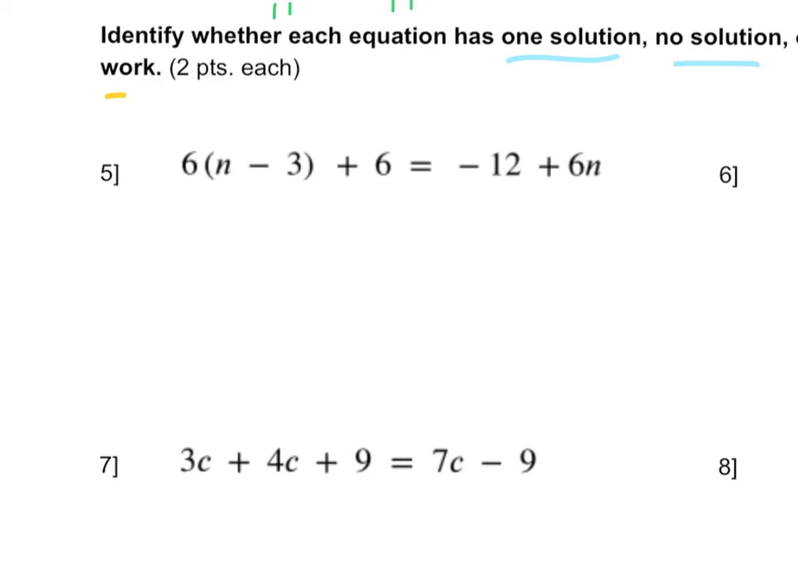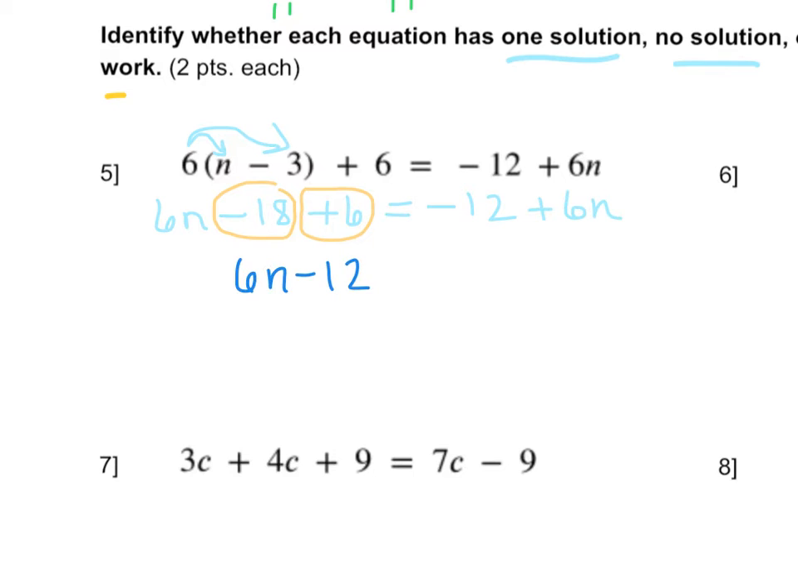Okay, let's distribute first. That catches my eye right away. So we're going to distribute 6 times n is 6n. 6 times -3 is -18. And then I'm going to bring down all of my other terms. Okay, next step would be to combine any like terms. So I'm eyeing this up right here. And -18 plus 6 equals -12. So over here we have 6n minus 12.